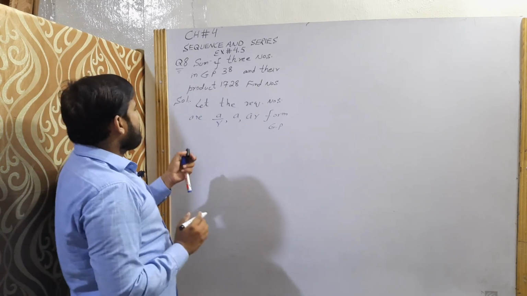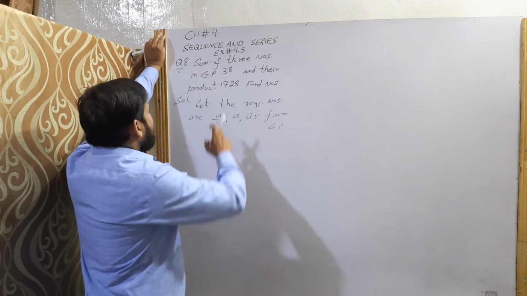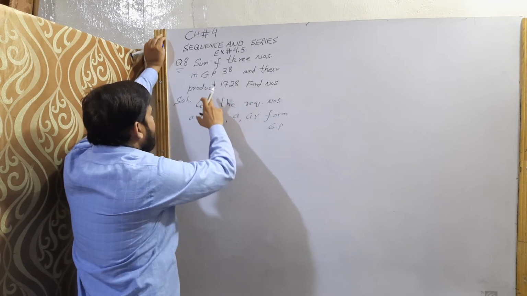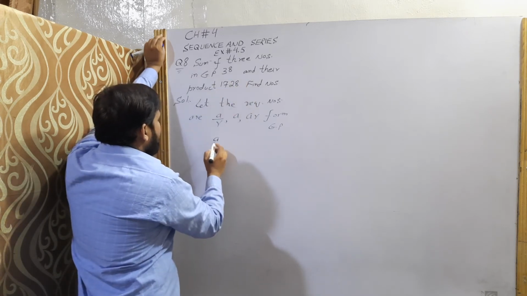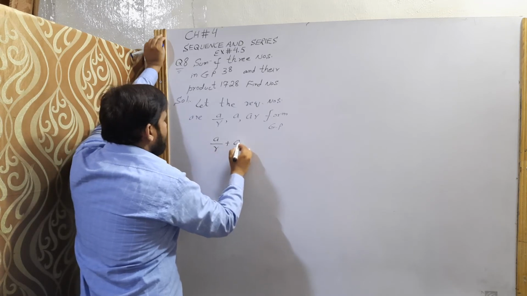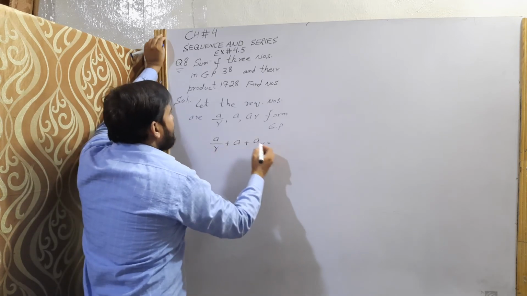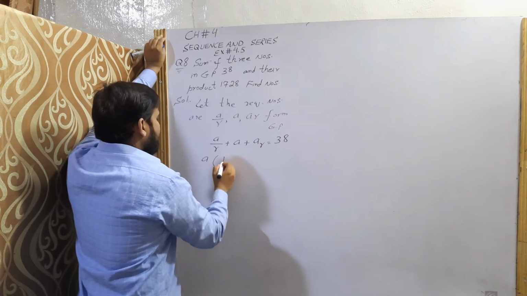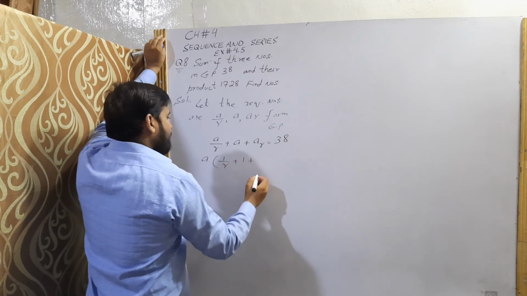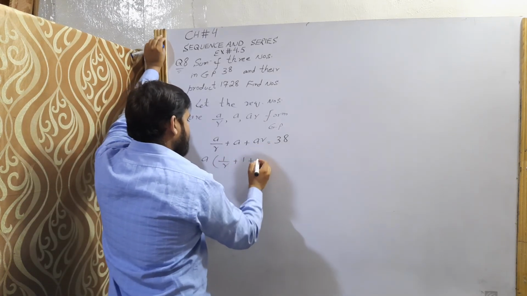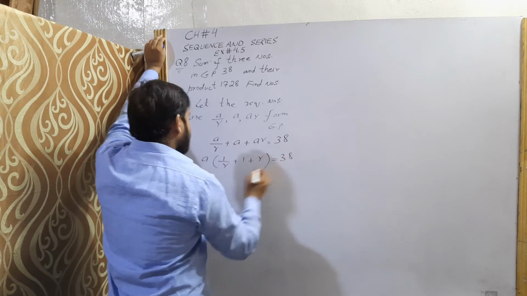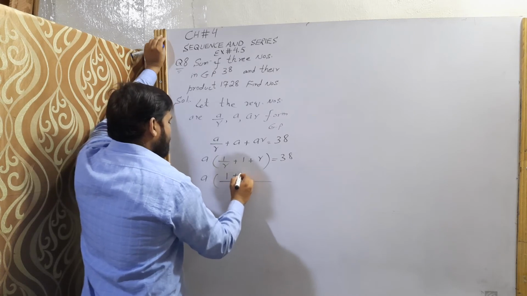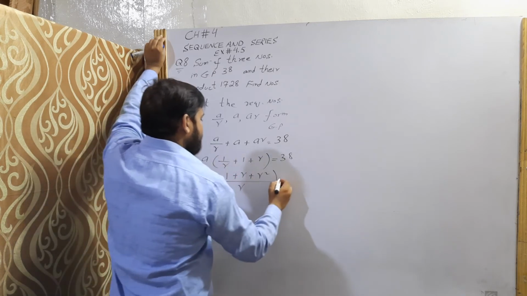So the first condition is that the sum of these three numbers is 38. So A/R + A + AR. In this case the sum is 38. A is common, so there is A(1/R + 1 + R) equal to 38. Taking the LCM of R, this is A(1 + R + R^2)/R equal to 38.